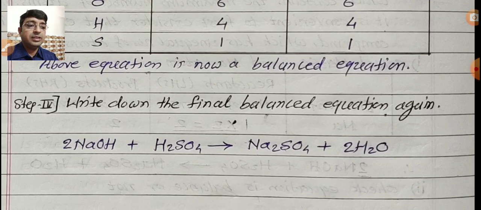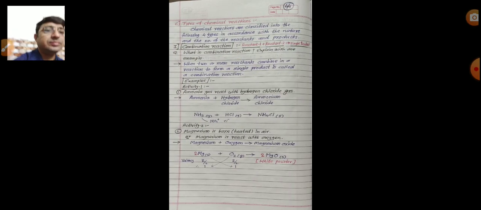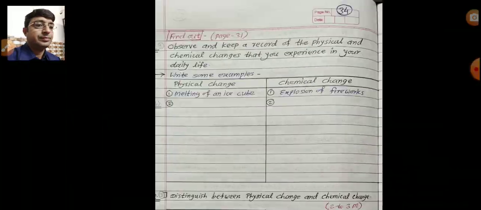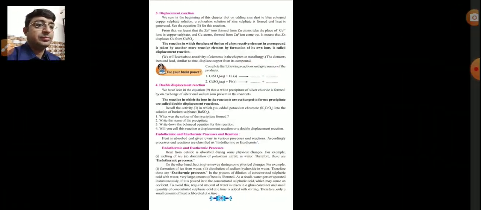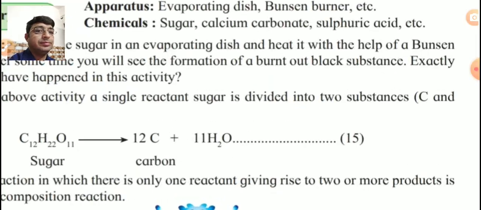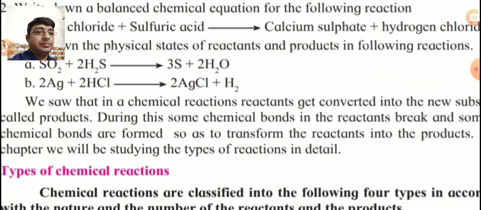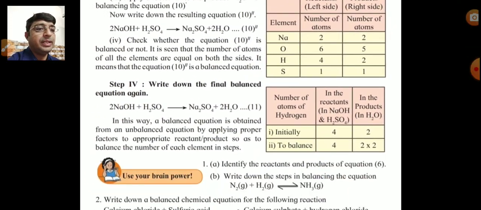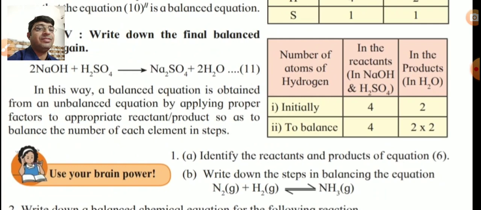So in this way, by using these 4 steps, we are balancing the equation step by step. This method is called balancing the equation by steps. Check in the textbook. Yes, up to this step we balanced the equation. Now some questions are given for us.